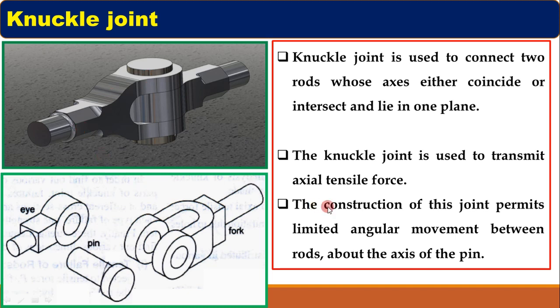Then the third point is that the construction of this joint permits limited angular movement between the two rods about the axis of the pin. You can imagine if this end of the rod is subjected to some angular movement, then it can get that angular motion about the axis of the pin. Similarly, if you apply the angular movement to this rod, it can also have angular movement about this axis of the pin. That means about the axis of the pin, both rods can have limited angular movement.